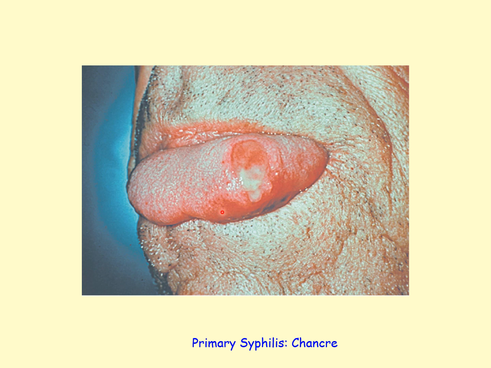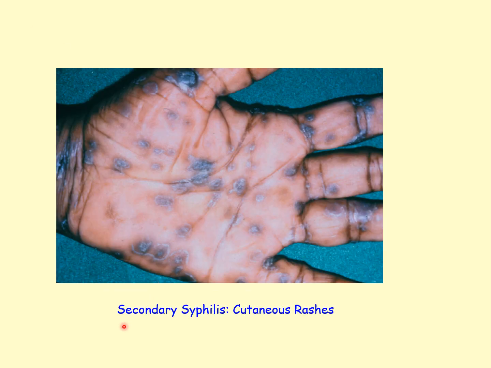Similar lesions can be noted on the external genitalia in people affected by primary syphilis. If primary syphilis is left untreated, it can come back as secondary syphilis, which is associated with a number of lesions, including cutaneous rashes, which manifest as dark patches on the skin.